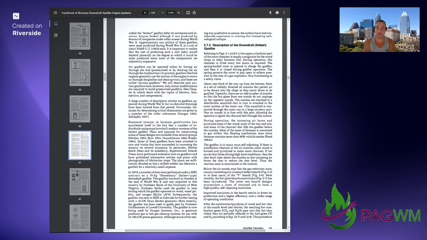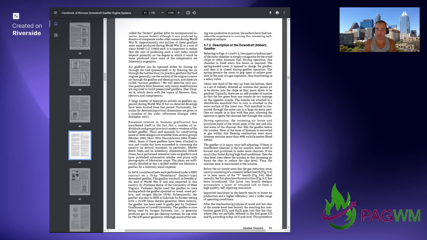Air gasifiers can be operated either by forcing air through the fuel, pressurized, or by drawing the air through the fuel by suction. In practice, gasifiers that fuel engines generally use the suction of the engine to move air through the gasifier and cleanup train, and these are called suction gasifiers. We will describe only suction gasifiers here. However, only minor modifications are required to build pressurized gasifiers. We go over that in Chapter 8, which deals with the topics of blowers, fans, ejectors, and compressors.